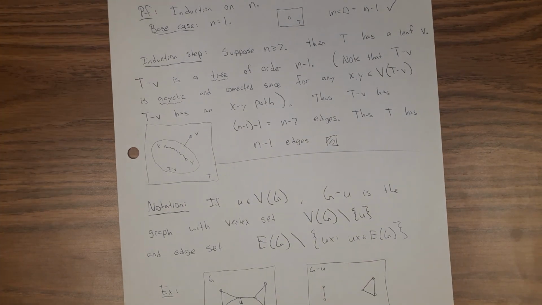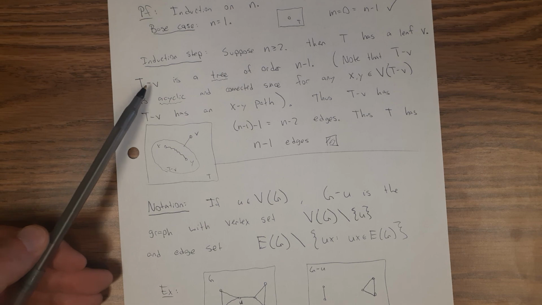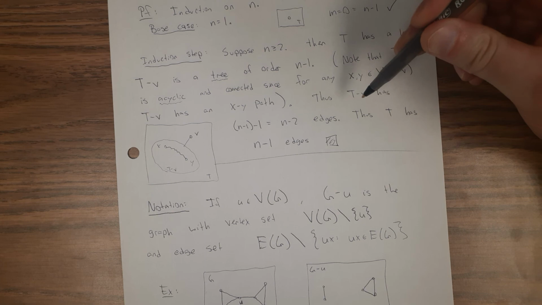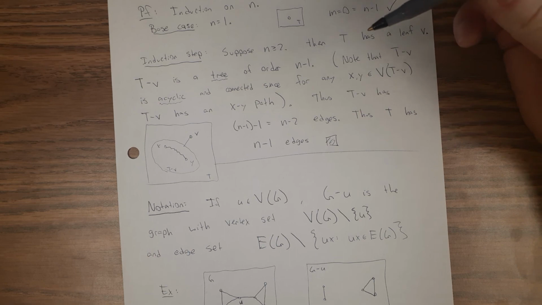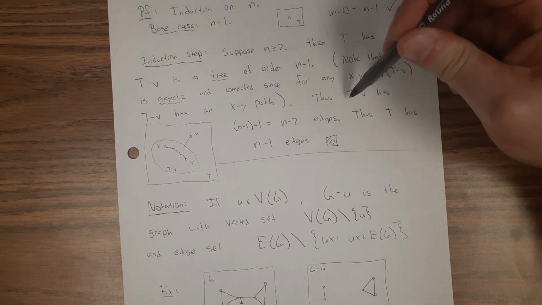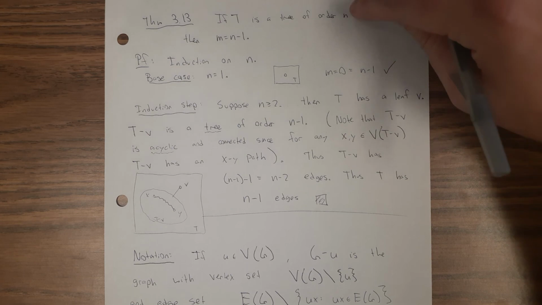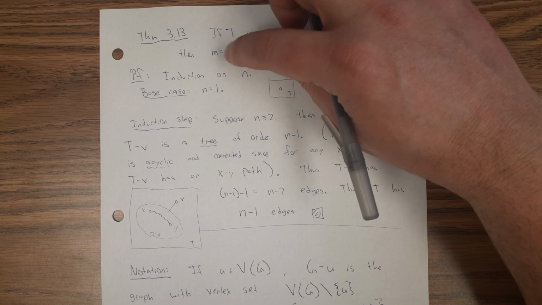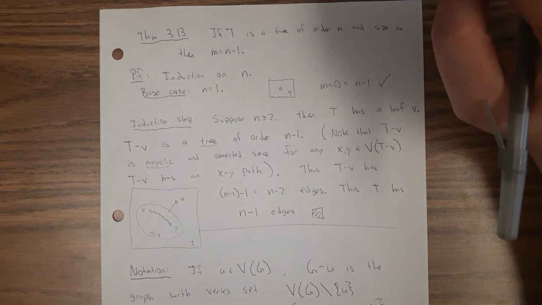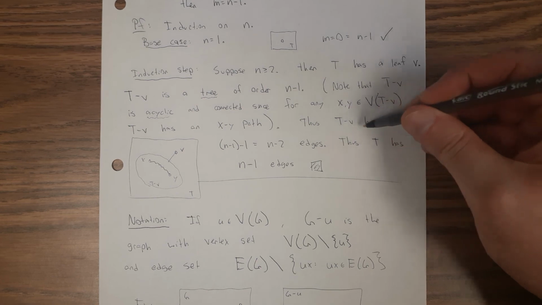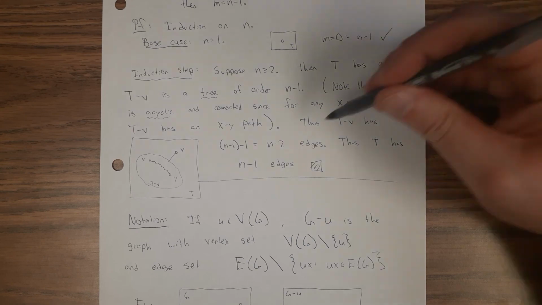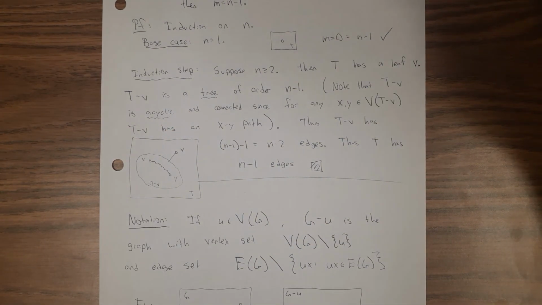Okay, so where are we? We've concluded that T minus V is a tree of order n minus 1. That means I can use the induction hypothesis, because this is a proof by induction, and so I'm assuming that any graph of order n minus 1 would have size whatever this is, where I replace n with n minus 1. In other words, the size of this graph is n minus 1 minus 1. So it's n minus 2. That's the number of edges in T minus V.